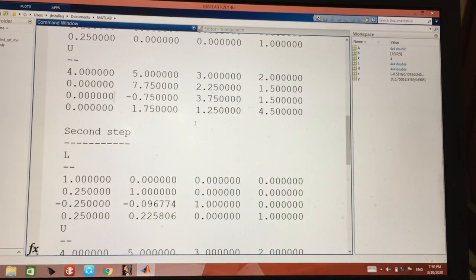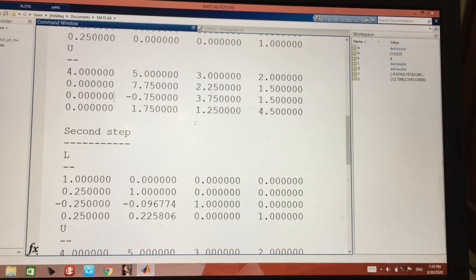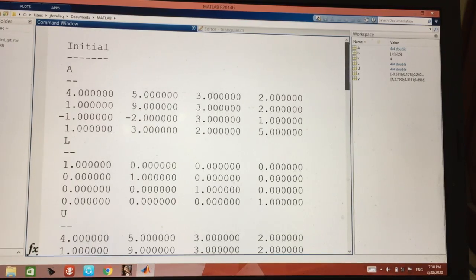Then we go to the second step. We do the same, but now we are interested in filling in these 2 zeros here, and modifying the upper also. We want to make these 2 zeros. So if we do that, we reach the second step. I go to the MATLAB program here. Now that's the first step.